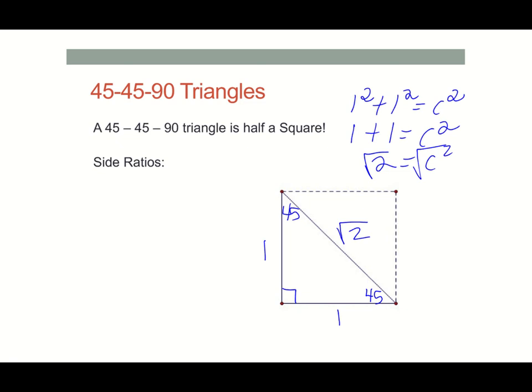So here is our reference triangle for 45, 45, 90. Make sure we have this down in our notes. We have 45, 45. Both sides are 1 with our hypotenuse being square root of 2. This is what we're going to use moving forward.